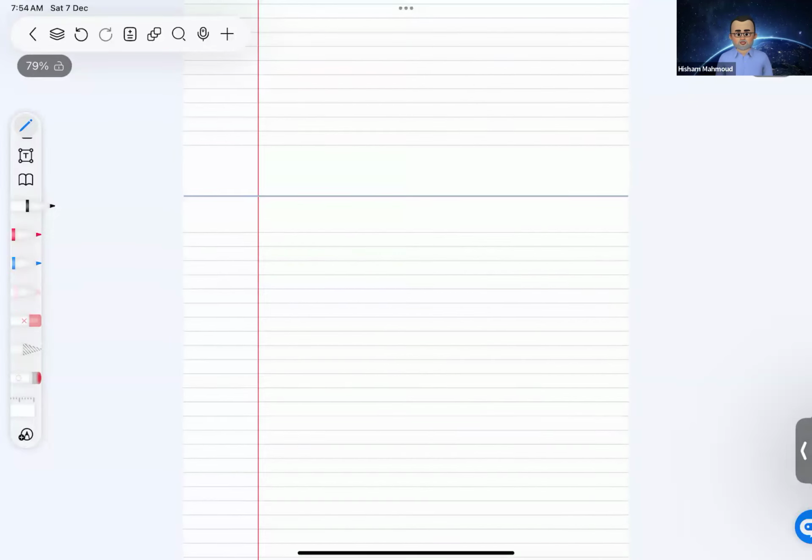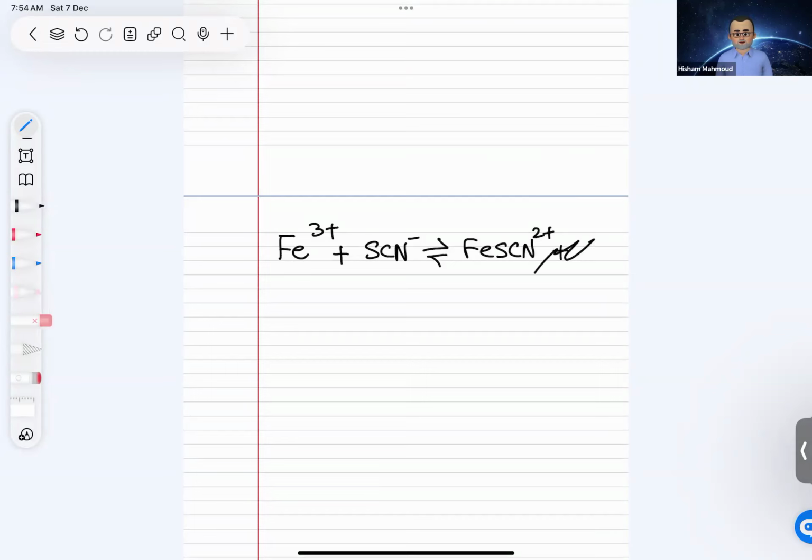So if I have a solution here, Fe3+ and SCN- gives me FeSCN2+. This is the famous equilibrium question about the iron thiocyanate. This is a delta H at -0. He's saying that this solution is colorless and this solution is dark red.